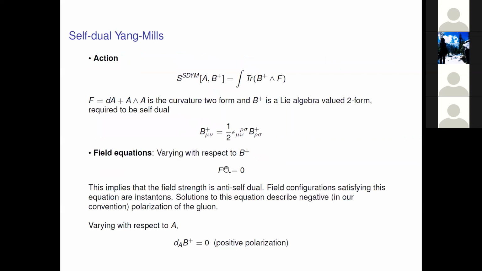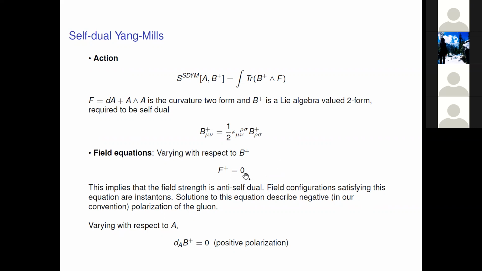Now I discuss briefly the theory of self-dual Yang-Mills. In self-dual Yang-Mills there is an action given by B plus wedge F, where B is a Lie-algebra-valued 2-form and F is the usual field strength, the curvature 2-form. B is constrained to be self-dual here, and that gives the field equations. If we vary with respect to B plus, we get the field equation F plus equals 0, which means that one of the self-dual components of the field vanishes, so it is basically anti-self-dual Yang-Mills. But when confusion does not arise, we just call it self-dual Yang-Mills.